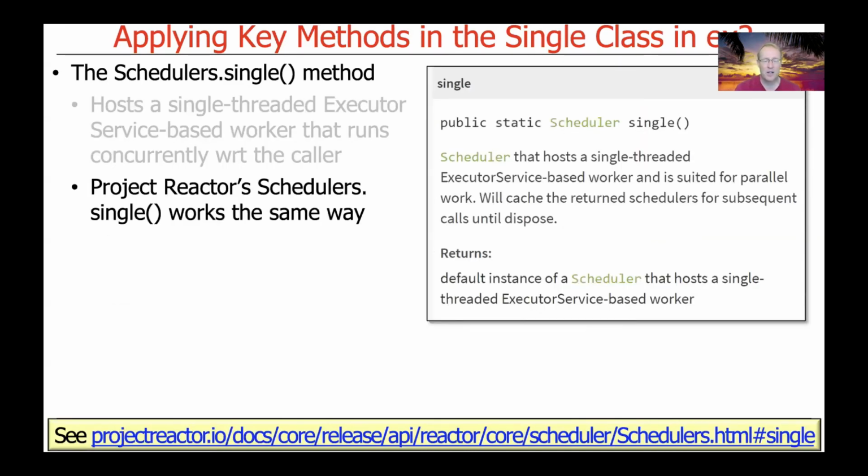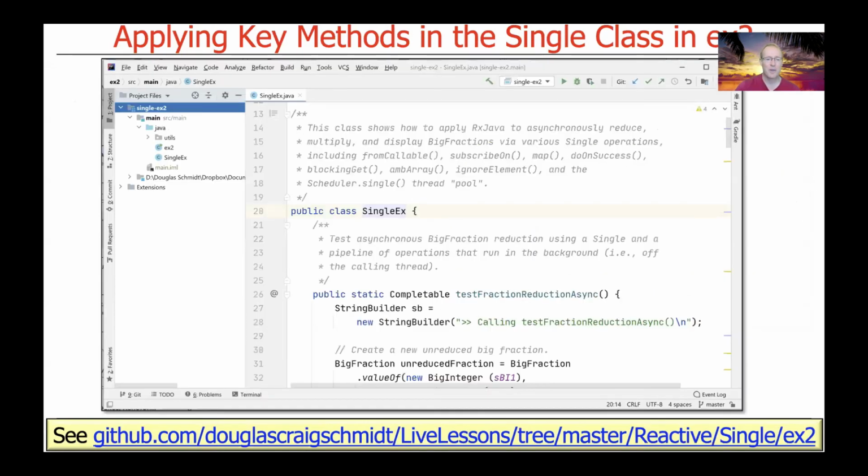Project Reactor has something called Schedulers.single that works exactly the same way. So once again, Project Reactor and RxJava are very similar in this regard. So we're now going to go ahead and take a look at the examples that are shown here in this particular piece of code. And this is going to give us a better sense of how to run things asynchronously in the background.